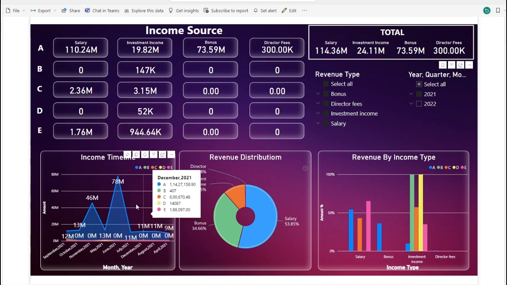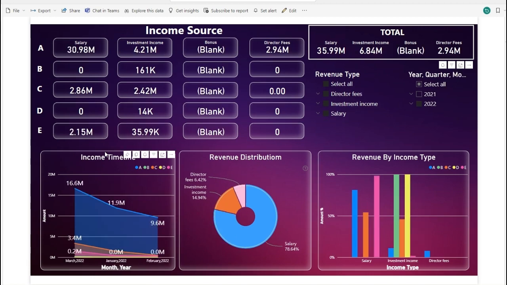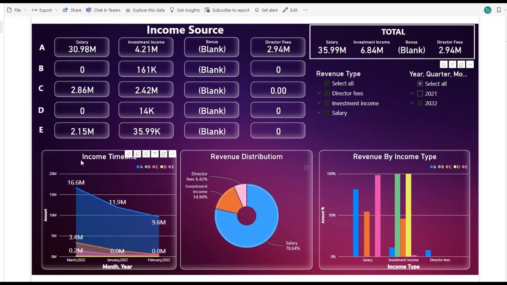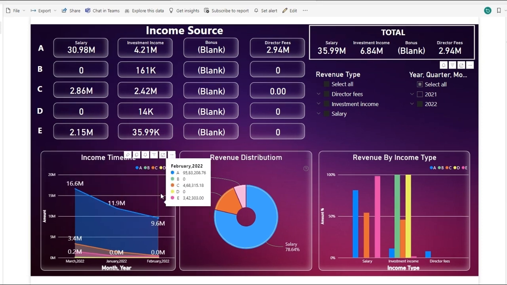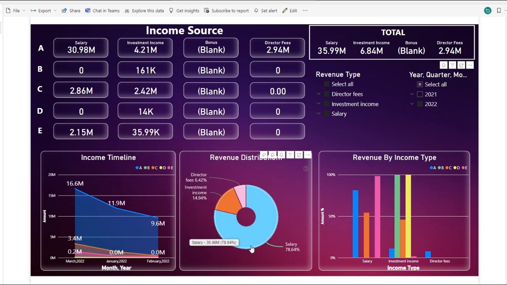For example, if you want to check for the year 2022, then by selecting year 2022, we can see in the month of March, A has collected 16.6 million, C has collected 3.4 million, and in the month of January, A has collected 11.9 million, and in the month of February, A has collected 9.6 million. As we can see, from January to February, the income is decreasing, and this will help us to understand in which month their income is decreasing and in which month their income is increasing.